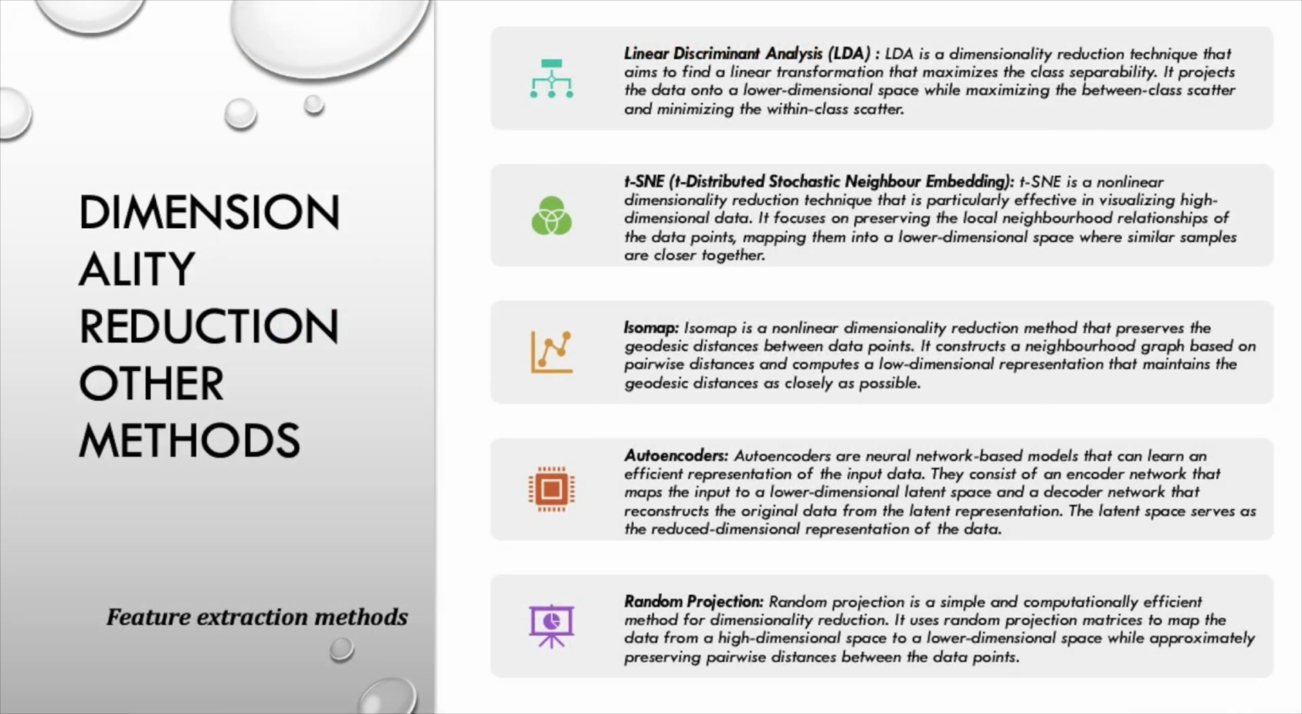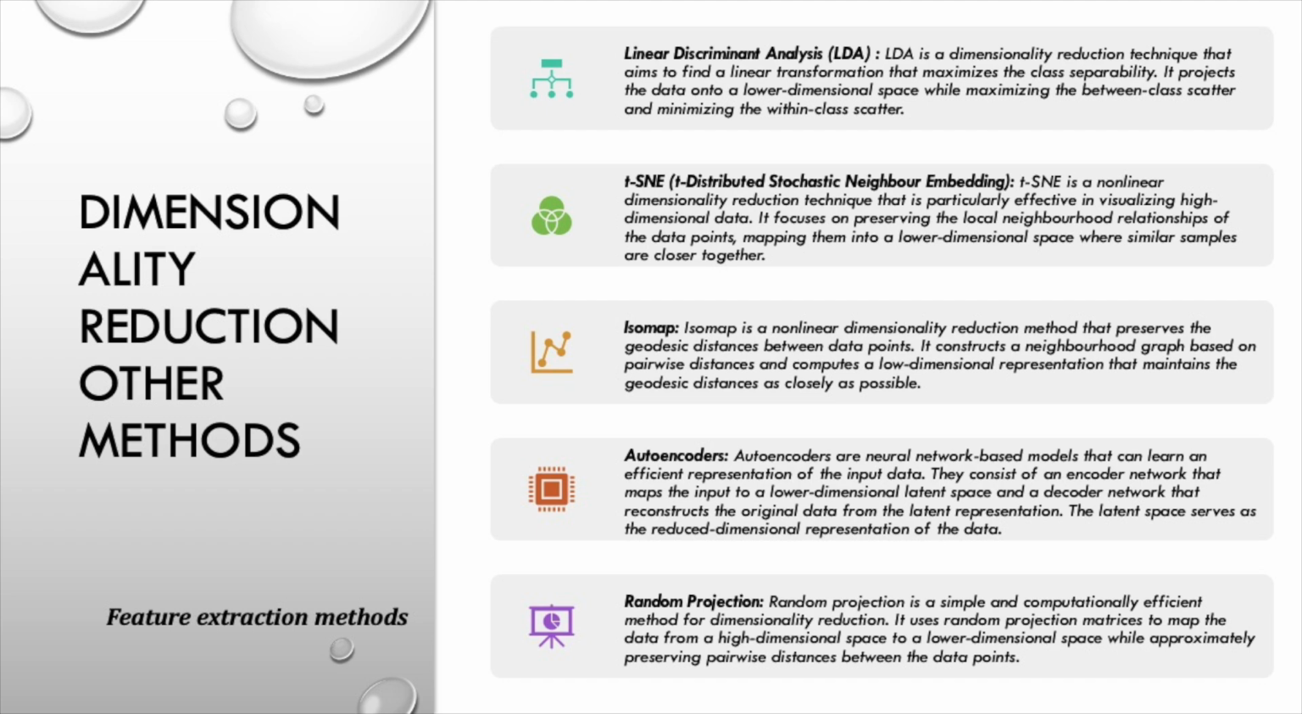Other popular dimensionality reduction techniques. Linear discriminant analysis, LDA. LDA is a dimensionality reduction technique that aims to find a linear transformation that maximizes class separability. It projects the data onto a lower dimensional space while maximizing the between-class scatter and minimizing the within-class scatter. t-SNE, t-distributed stochastic neighbor embedding. t-SNE is a nonlinear dimensionality reduction technique that is particularly effective in visualizing high-dimensional data. It focuses on preserving the local neighborhood relationships of the data points, mapping them into a lower dimensional space where similar samples are closer together.